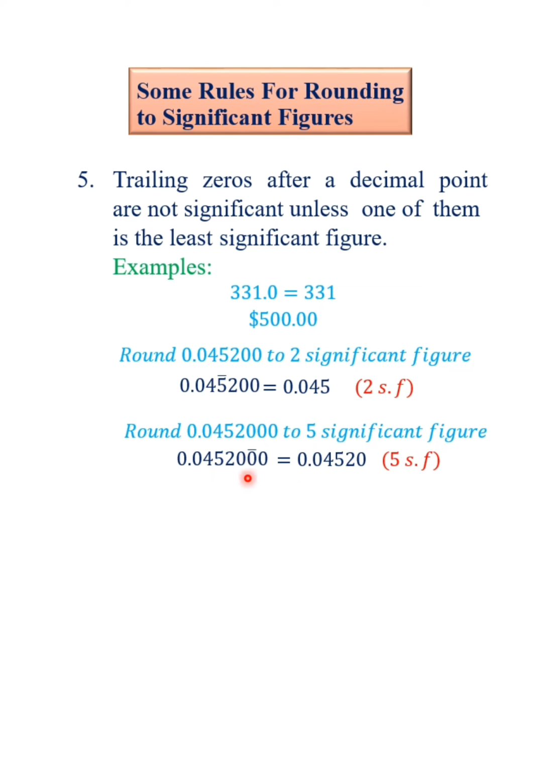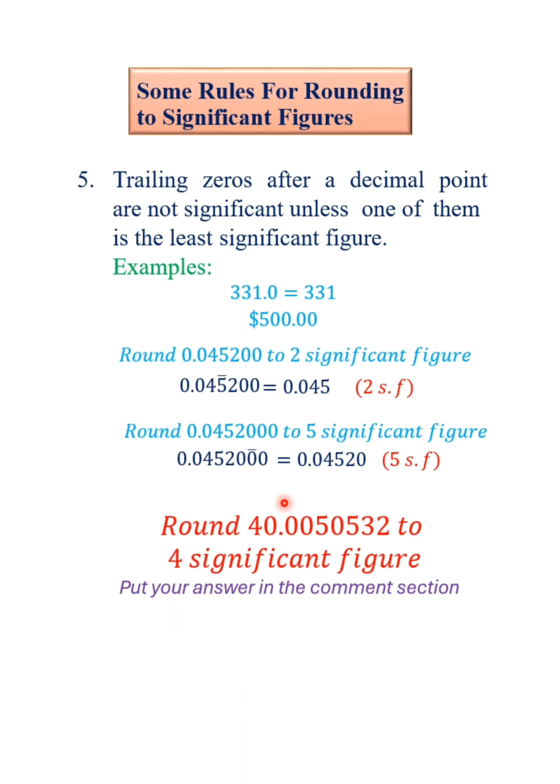I think there's a mistake here. 5 significant figures, 1, 2, 3, 4, 5. Sorry, there should be another 0 here. It's a mistake. So this 0 will make it 5 significant figures because you start counting from 4 and you have 1, 2, 3, 4, 5. And that is the explanation of how to round to significant figures.